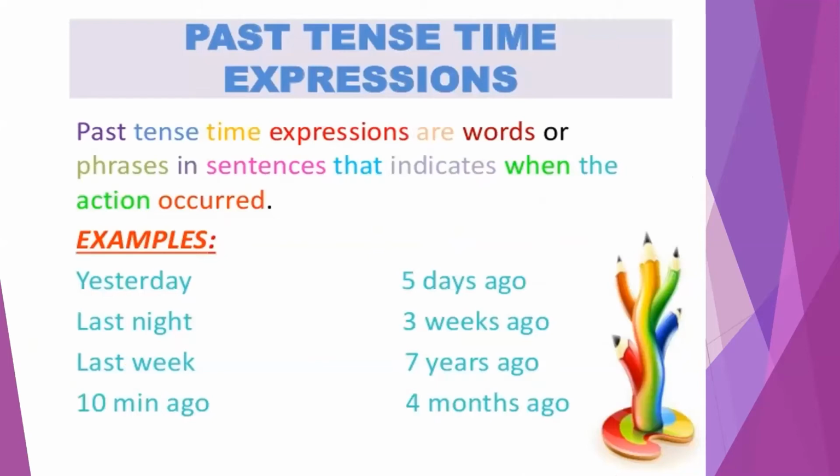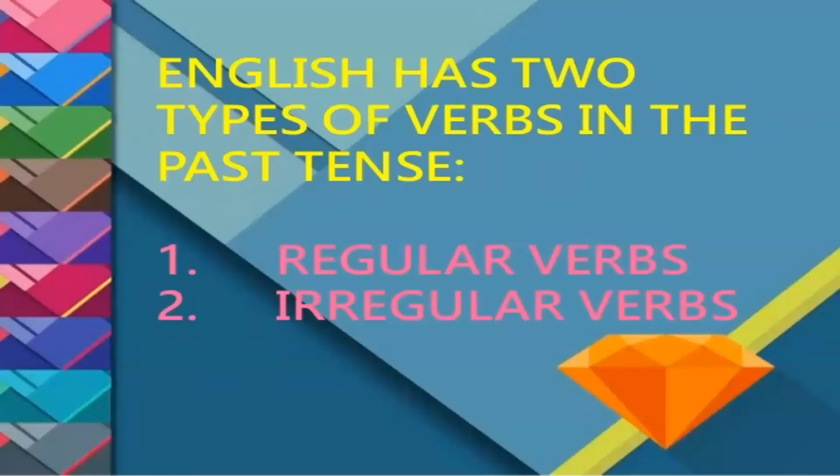Past tense time expressions. In past sentences, they are identified by some time expressions, for example, the words yesterday, last night, last week, 10 minutes ago, 5 days ago, 3 weeks ago, 7 years ago, 4 months ago. These all words indicate that the sentences belong to the past tense. Past tense time expressions are words or phrases in sentences that indicate when the action occurred in the past.